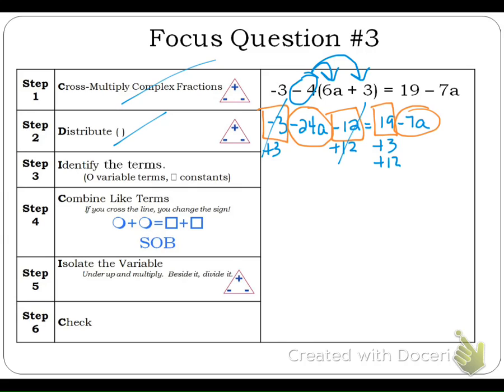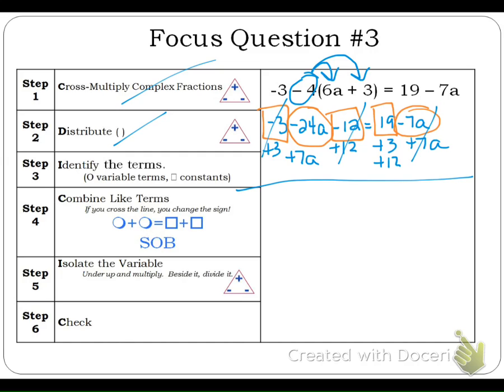The 19, the 3, and the 12, those are all constants, so they stay put where they're at. The negative 7a, though, is a variable term, and I want that on my left-hand side of the equation, so that has to go. I make it a zero pair, positive 7a, and I make sure to write the same positive 7a underneath the variable term on the other side of the equation. I draw my great big line, and I'm ready to combine.